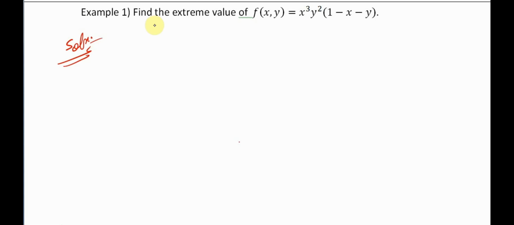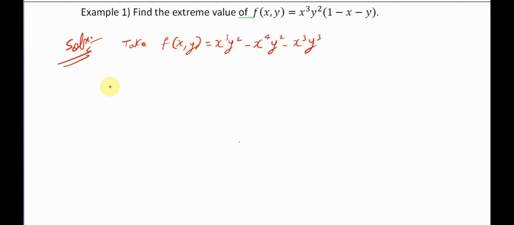Yes friends, now we're going to solve this example keeping the method in mind. Immediately I'm going to take the given function f of x comma y is equal to, I'll just multiply this x cube y cube in this bracket. I'll just open the brackets. I will get x cube y square minus x raised to 4 y square minus x cube y cube. This is a very simple function we get.